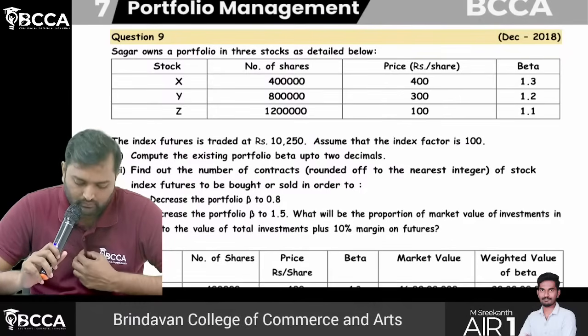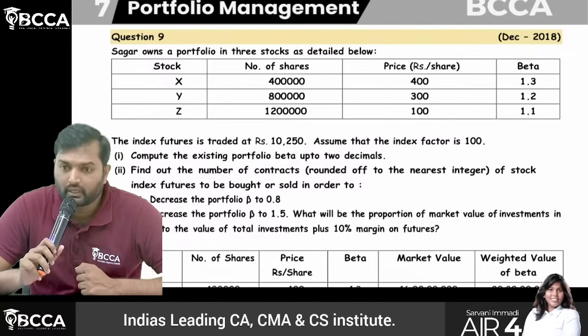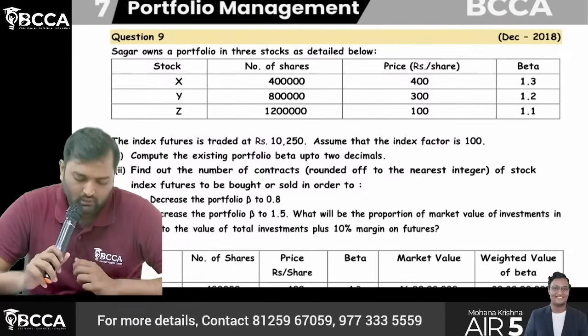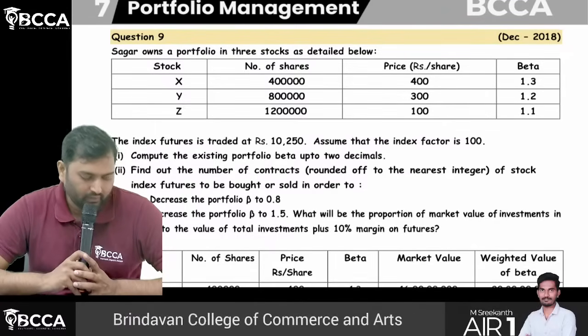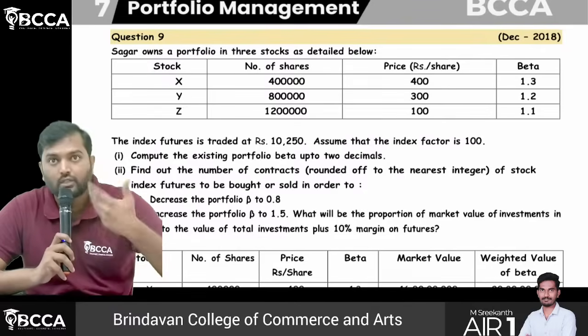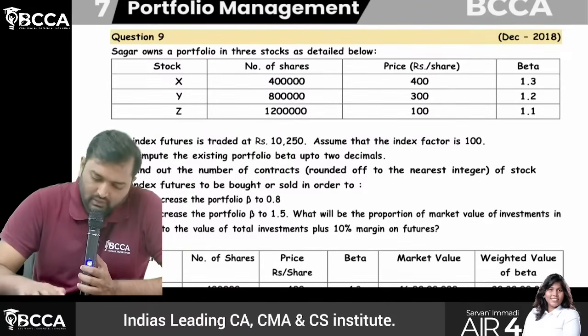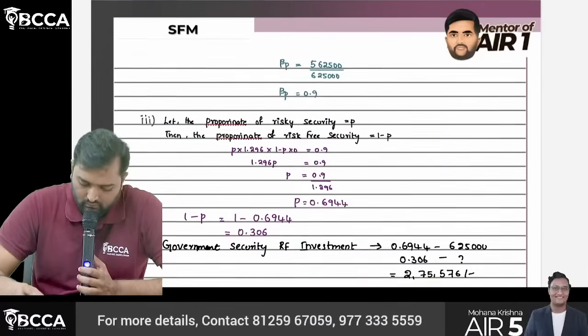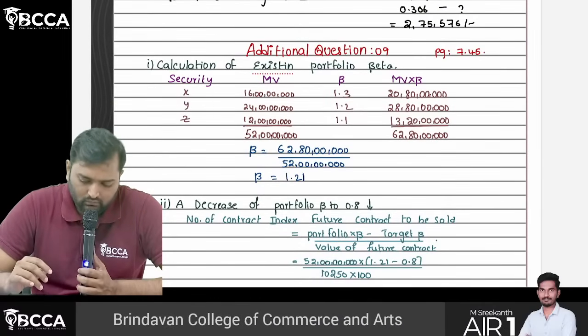Find out the number of contracts of a stock index future to be bought or sold in order to decrease the portfolio beta to 0.8, and also increase the portfolio beta to 1.5. One is decrease and the other one is increase. So, simple question. First, portfolio beta. Portfolio beta is equal to 1.21.